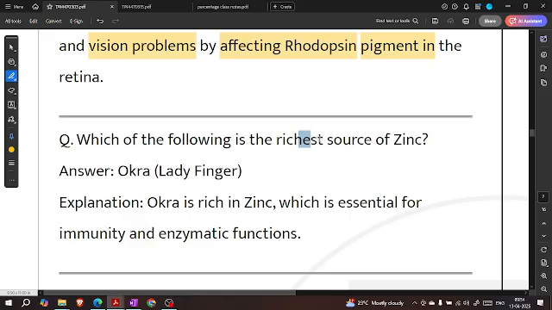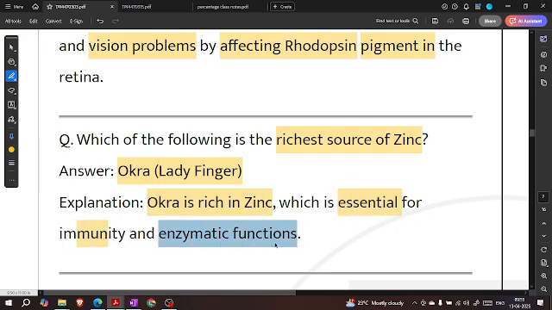Which of the following is the richest source of zinc? Okra, ladyfinger. Okra is rich in zinc, which is essential for immunity and enzymatic function.